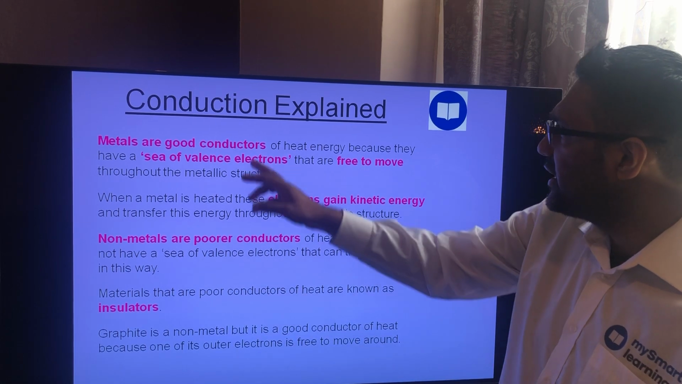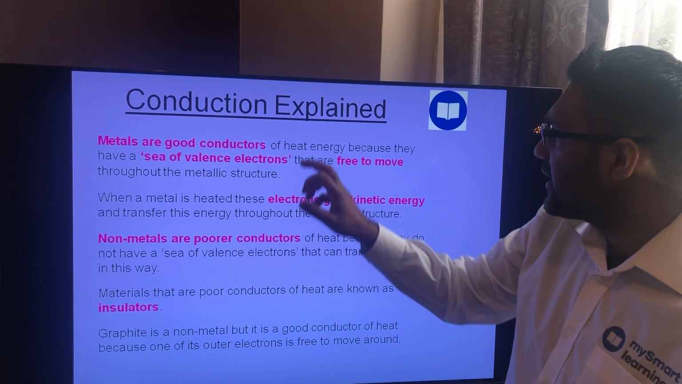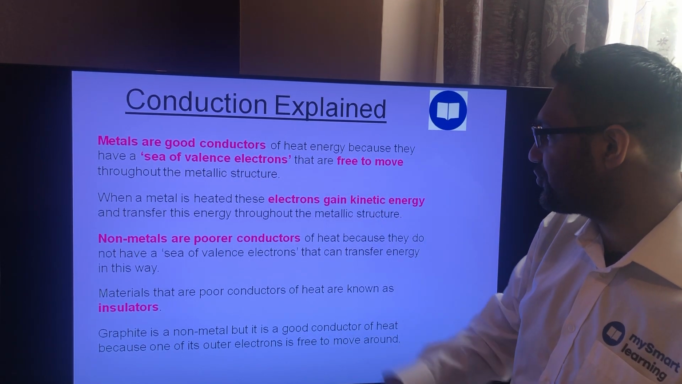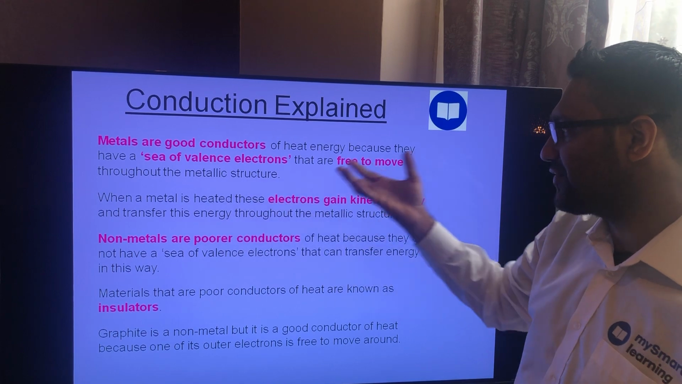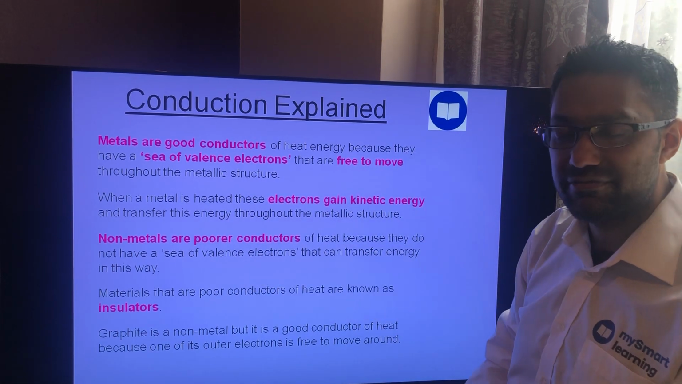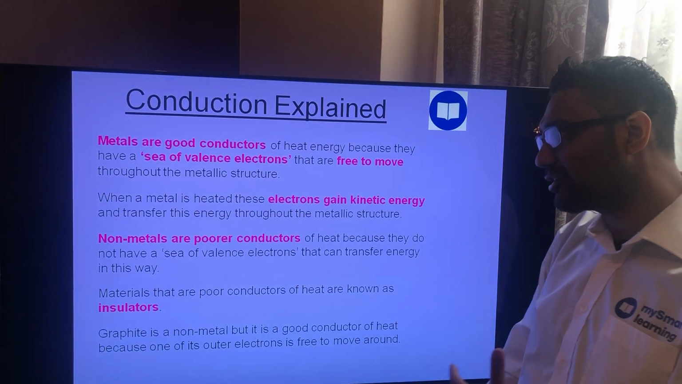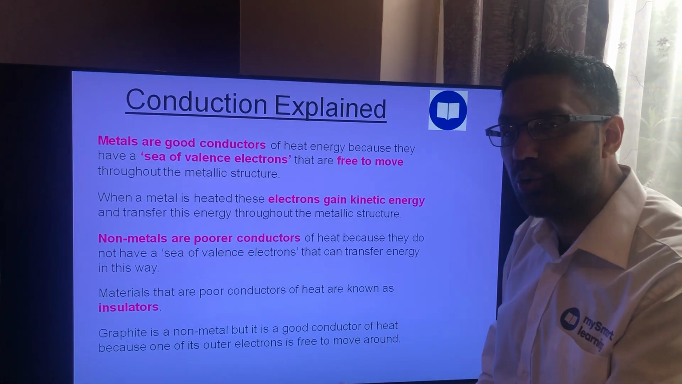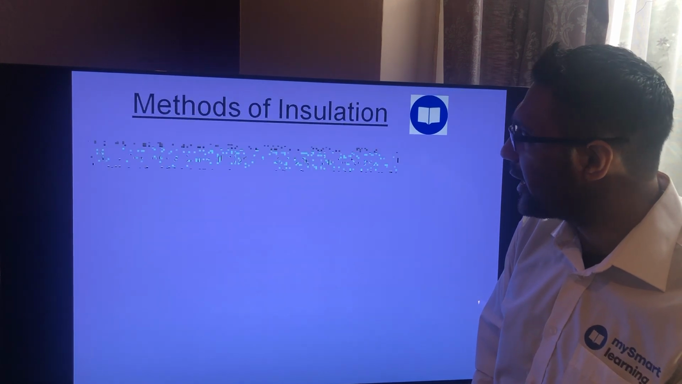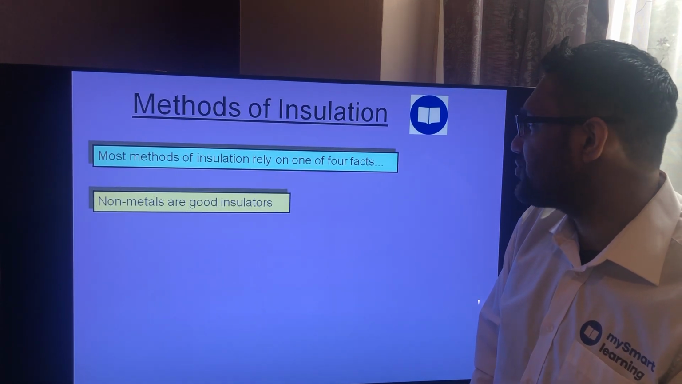Like we just said, metals are good conductors because they have a sea of what we call free to move delocalized electrons. They gain this kinetic energy and they can transfer it along. Whereas non-metals are poor conductors because they don't have this sea of free delocalized electrons, so they don't pass it on. So we call them poor conductors or insulators. Okay. Now, what are insulators then?